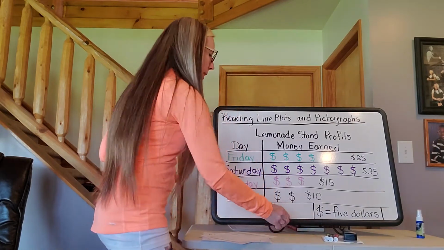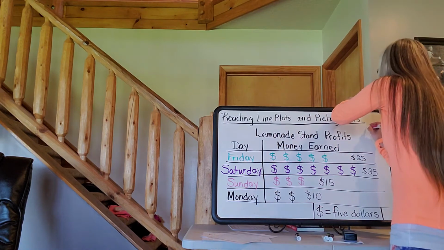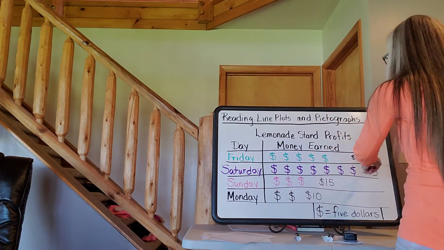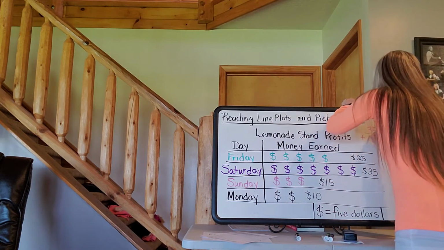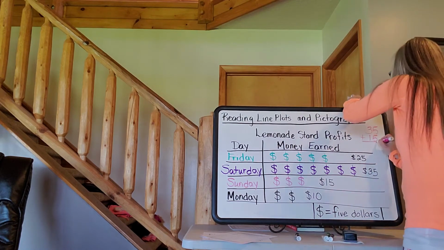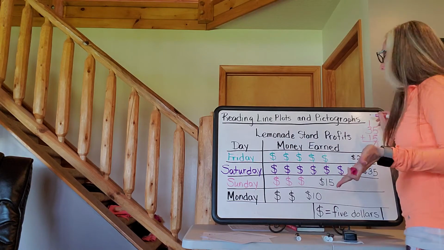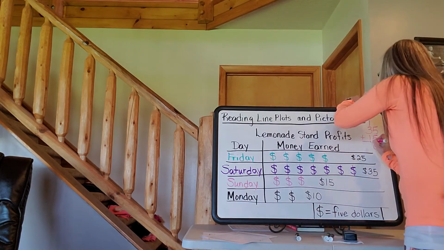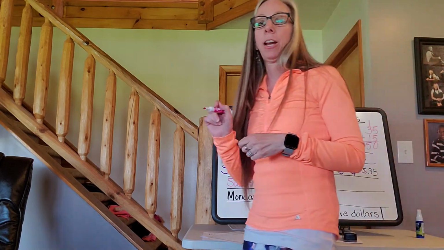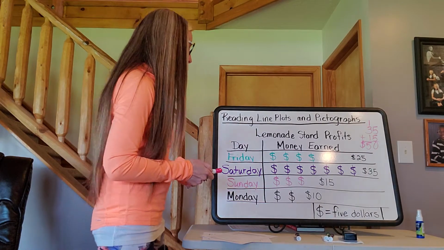So how much did I earn all together on Saturday and Sunday? Well, let's add them together. I'm going to step over here. We're going to add Saturday and Sunday together. So 35 plus 15. 5 plus 5 is 10. That's right. Carry the 1. 1 plus 3 is 4. And 4 plus 1 is 5. So I earned $50 altogether on Saturday and Sunday. So I would add those two numbers together, just like we did on the board.